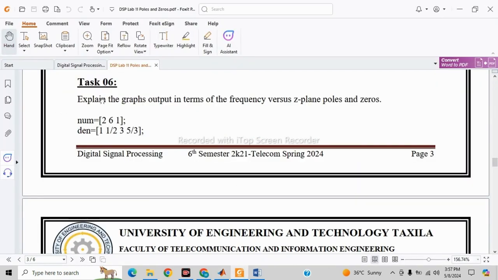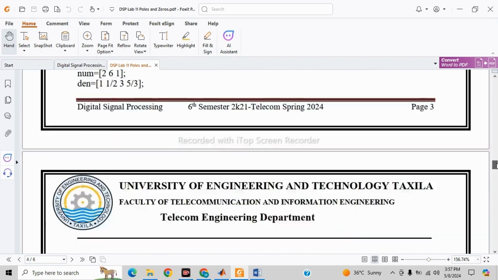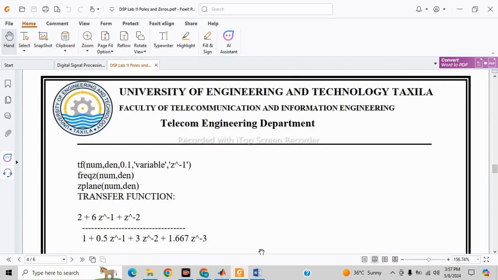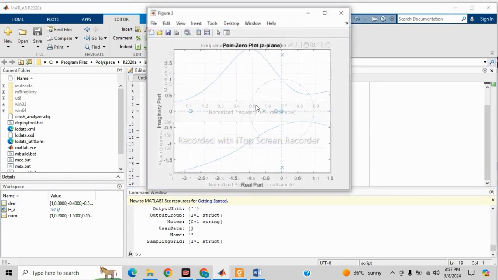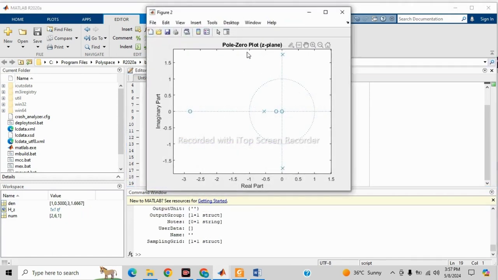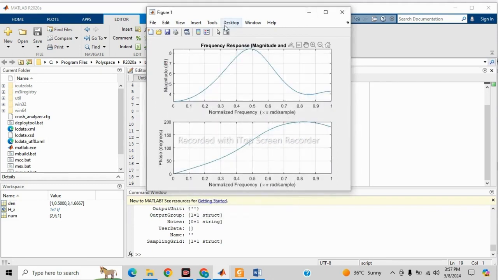Next we have task number 6, that is explain the graph's output in terms of the frequency versus z-planes, poles and zeros, and this is the code I have to make in MATLAB. So here is the code for task number 6, and the output for this is here. This is a pole zero plot in z-plane. Here is the pole and these are the zeros, and here is the frequency response, magnitude and phase, magnitude in decibels and phase in degrees.